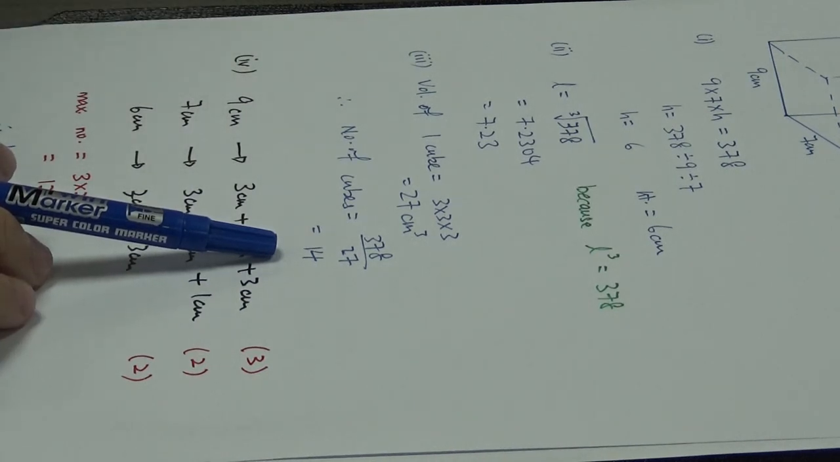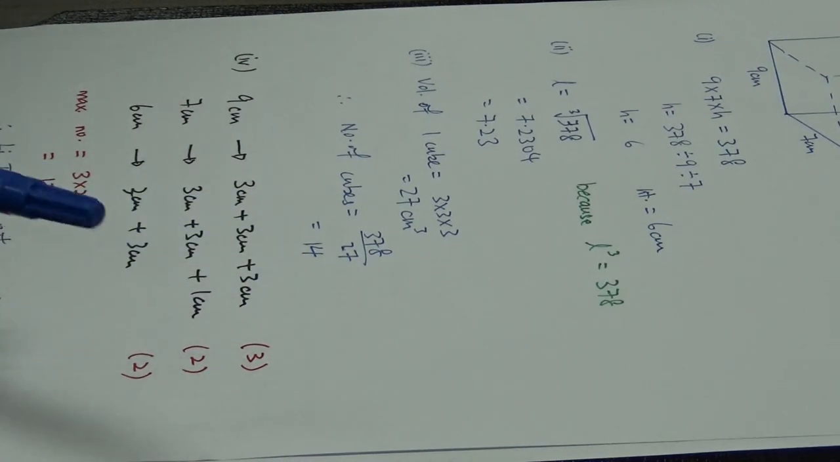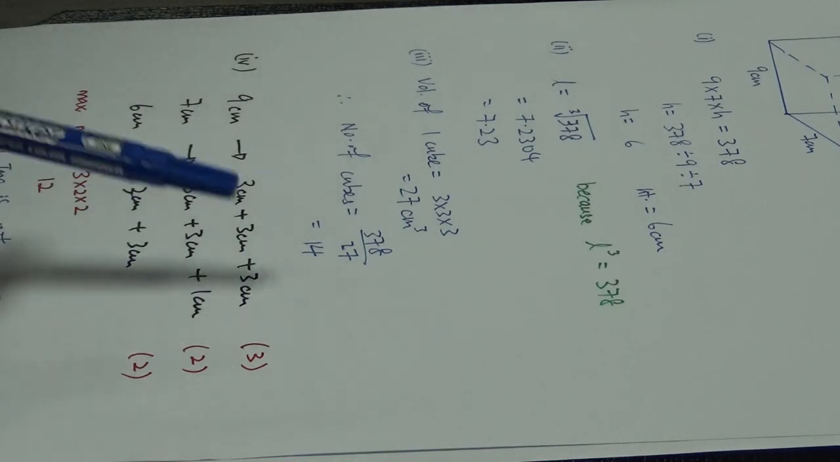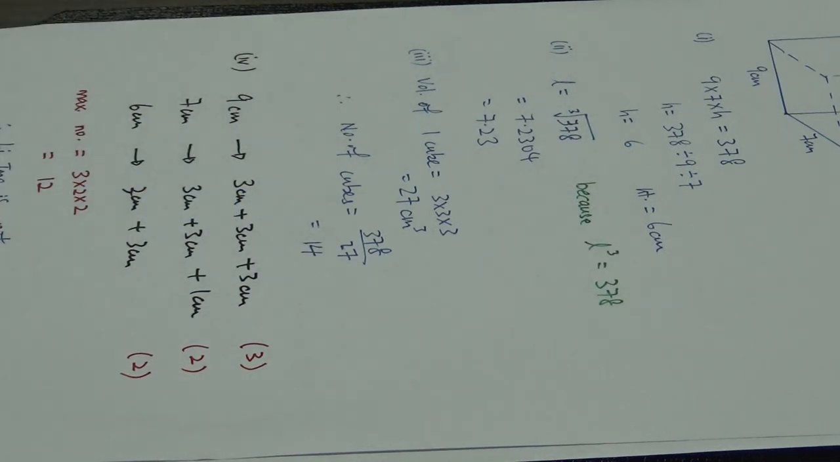Now, the difficult part is actually part 4. Let's take a look at part 4. Li Ting said, if the cuboid is cut to form cubes of length 3 cm, the maximum number of cubes that can be obtained will be the same as that found in part 3, that means 14. Is Li Ting correct? Explain your answer.